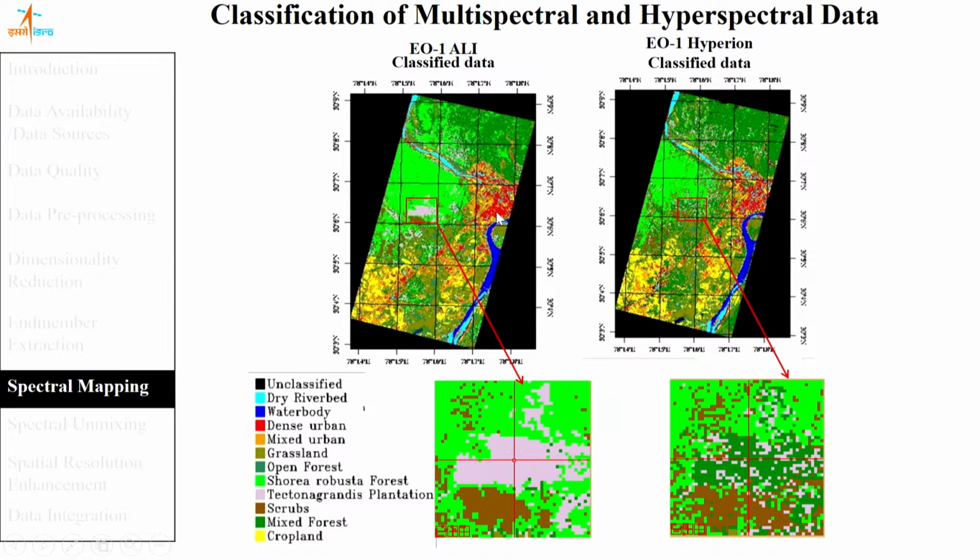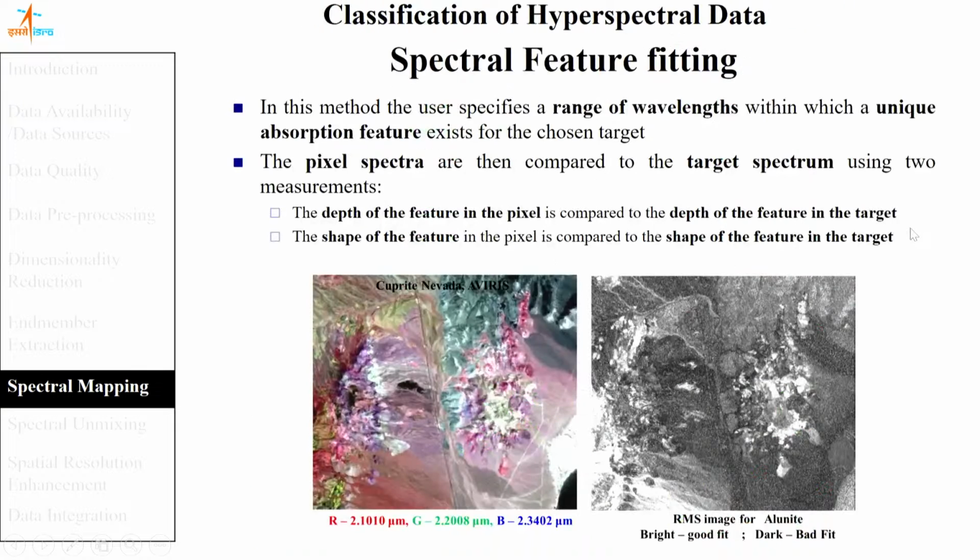This is one of the examples of your multispectral and hyperspectral classified data. You see in this case there are some of the classes which are misclassified in this multispectral data, but here this classification got improved and species level classification we can do.